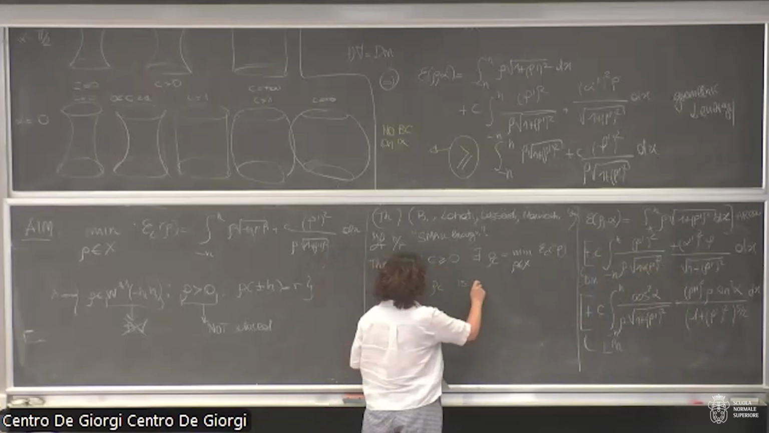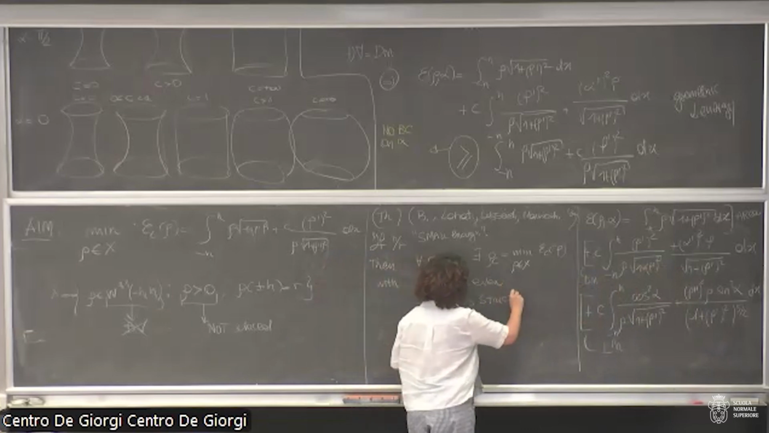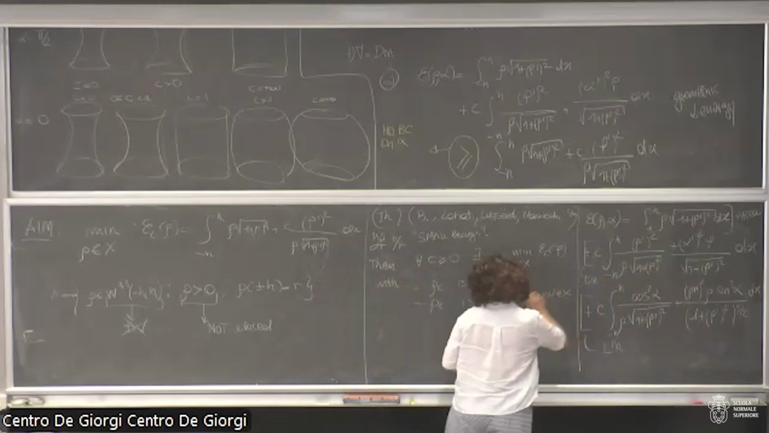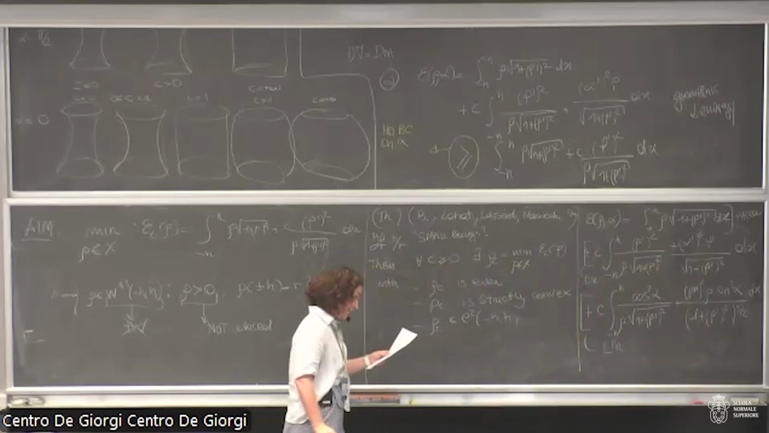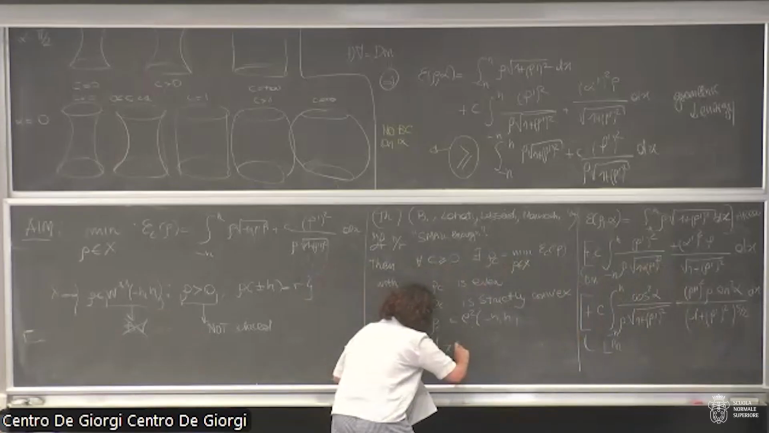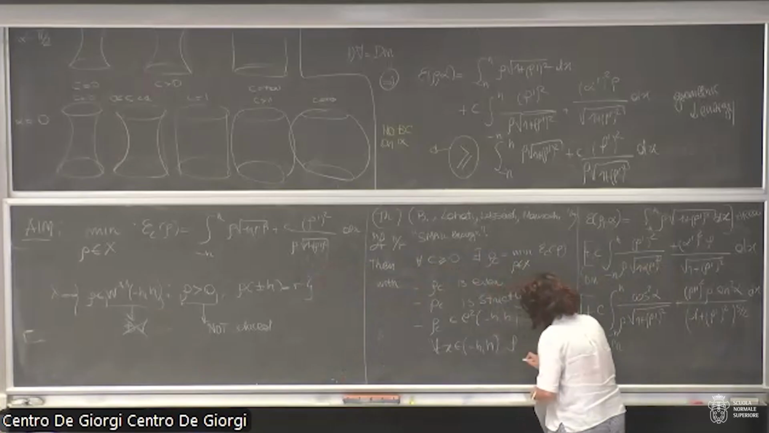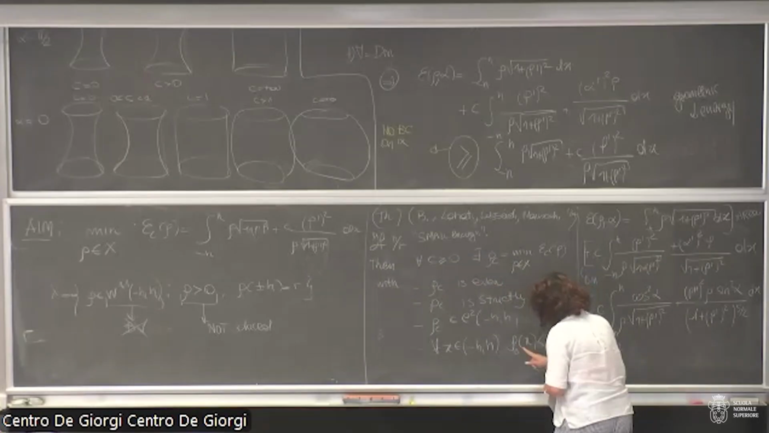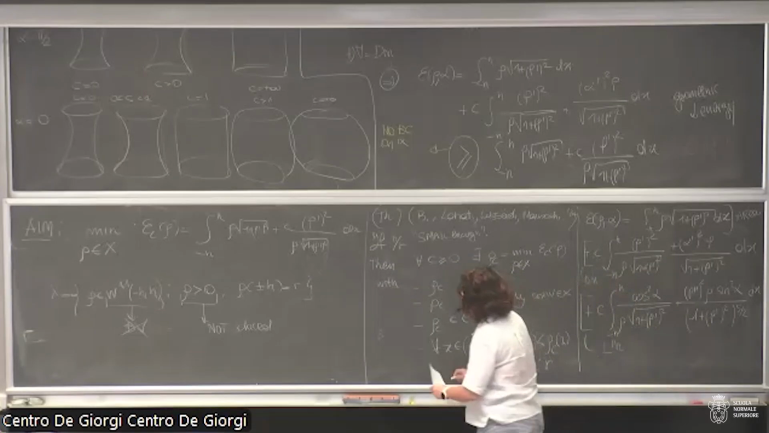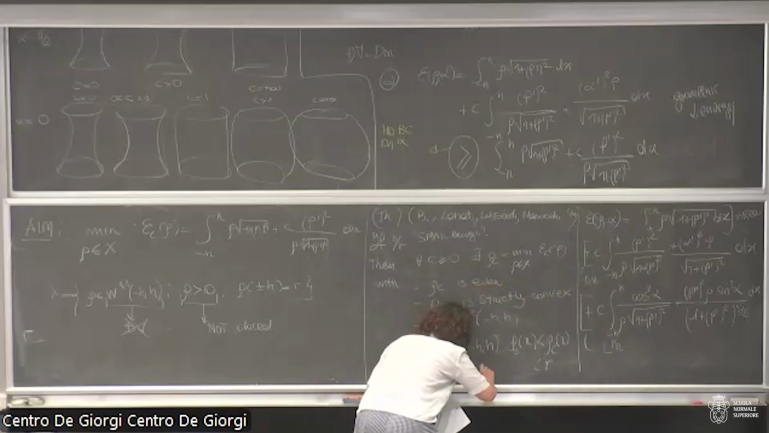The minimizer is even, strictly convex, C2. For all x in minus H, H, we have this inequality: rho of x is less than R. I will be clear in a moment about this inequality; I will explain it with a picture. And the last one is that rho C converges uniformly to R as C goes to infinity.